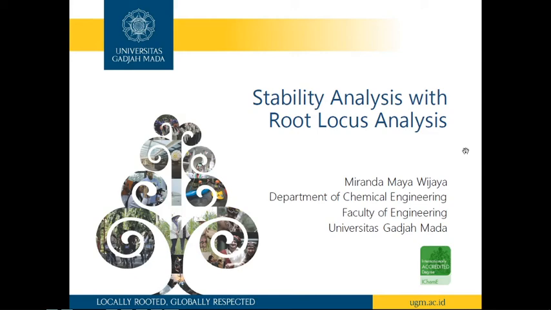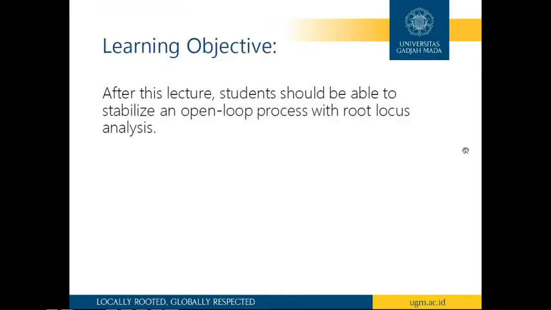Good day everyone. Today I'm going to explain stability analysis with root locus analysis. The learning objective after this lecture is that students should be able to stabilize an open loop process with root locus analysis.